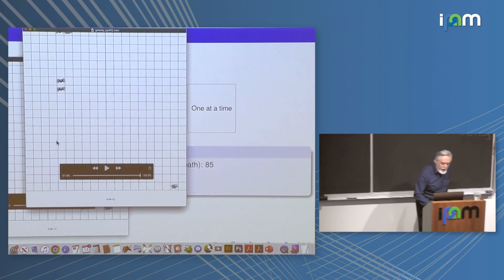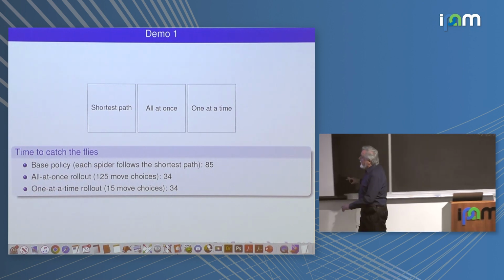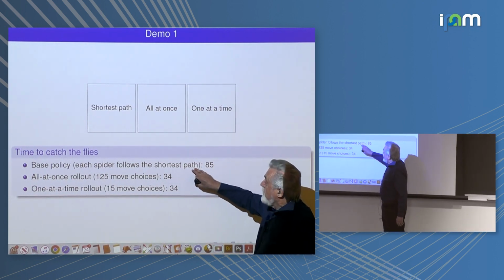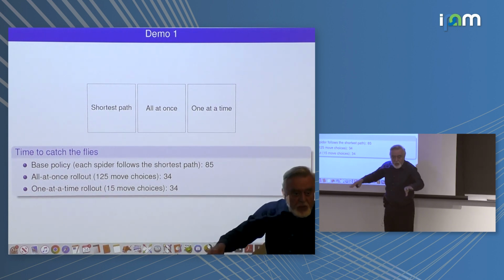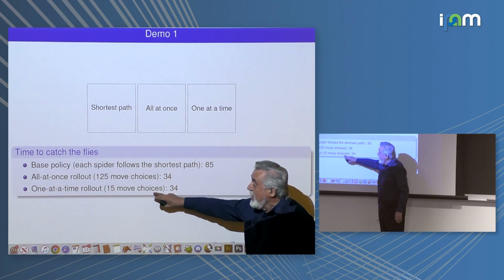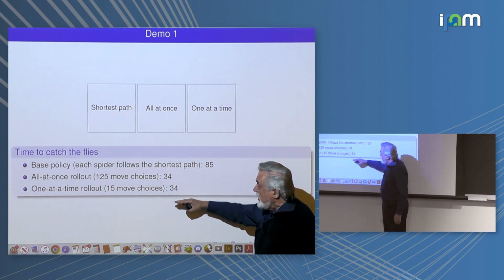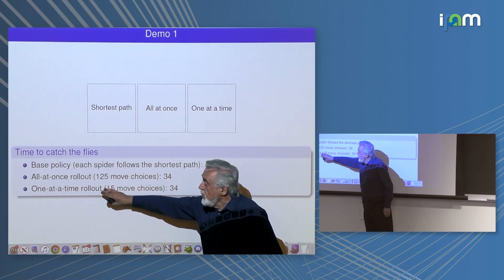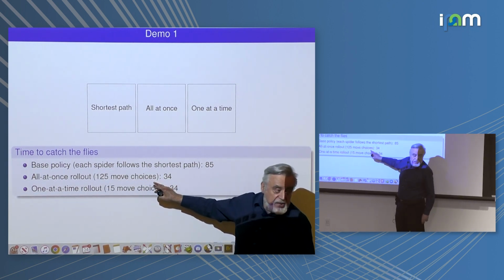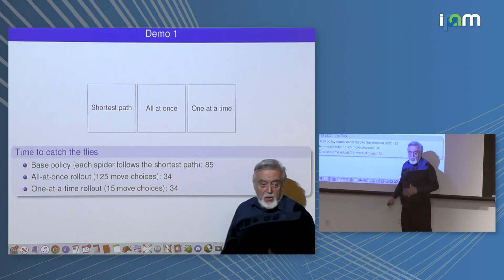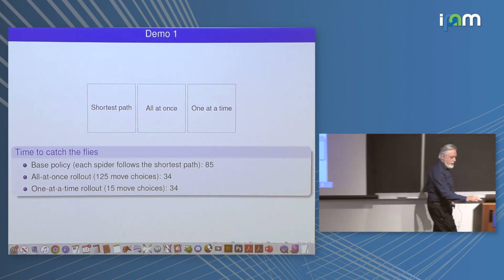So now let's see what the rollout does. As a prelude, the cost of this base policy that follows the shortest path is 85. Now, the all-at-once rollout, where we optimize simultaneously over the first step motion of all the spiders, takes 34. The one at a time also takes 34. And this is something that we observe here: a much greater reduction over the base policy, and you're not hurt too much by doing things one at a time versus all at once. And of course, here it's 125 move choices per step. This is only 15. And this is only because we have 4 spiders. If you had 10 spiders, the difference would be much larger. So let's see what happens.